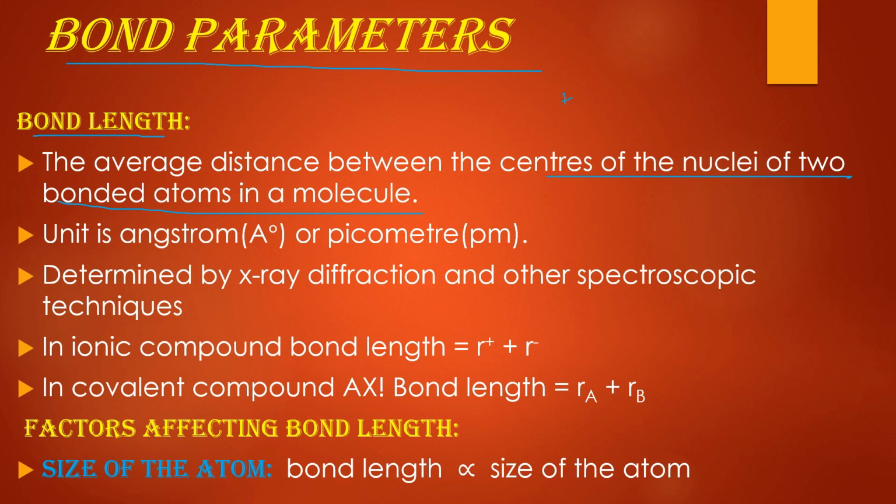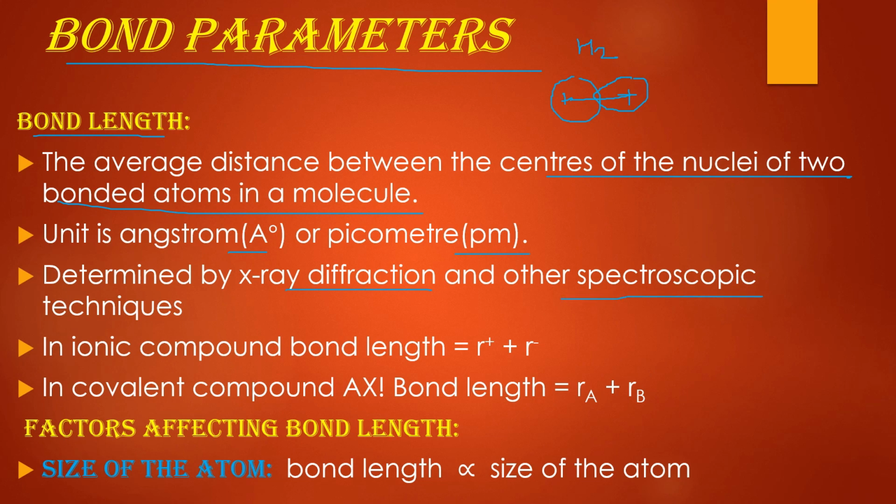I am taking the example of a hydrogen molecule, right? So this is an atom of hydrogen and this is the nucleus of hydrogen. This is another atom of hydrogen and this is the nucleus of this hydrogen. So the centers of these nuclei, if you join the two with a line, this line is called bond length, and the unit of bond length is angstrom and picometer. Then it is determined by X-ray diffraction or other spectroscopic methods.